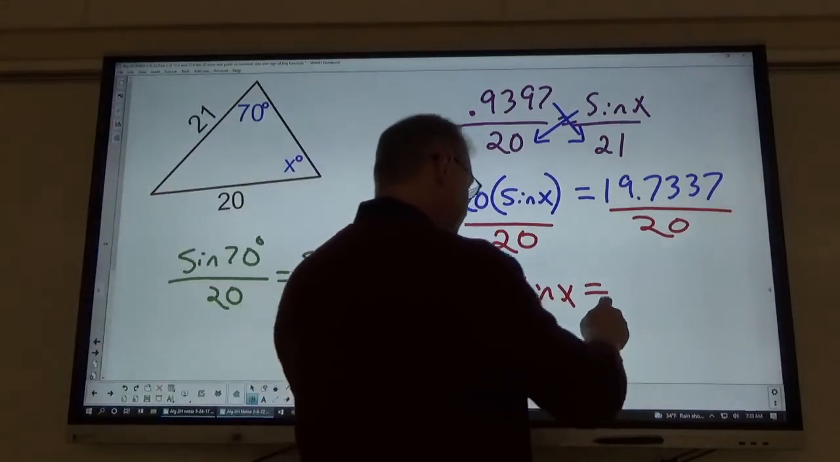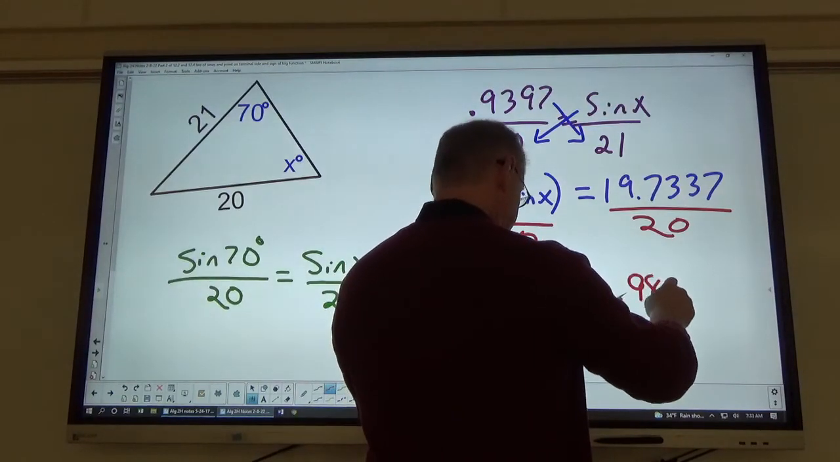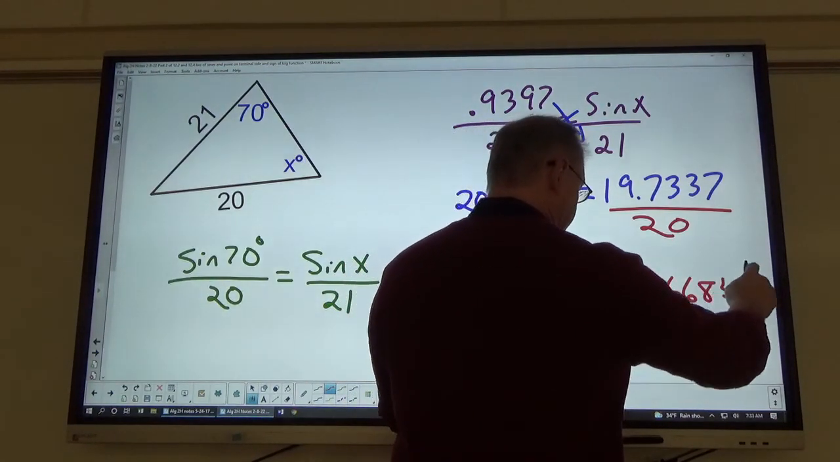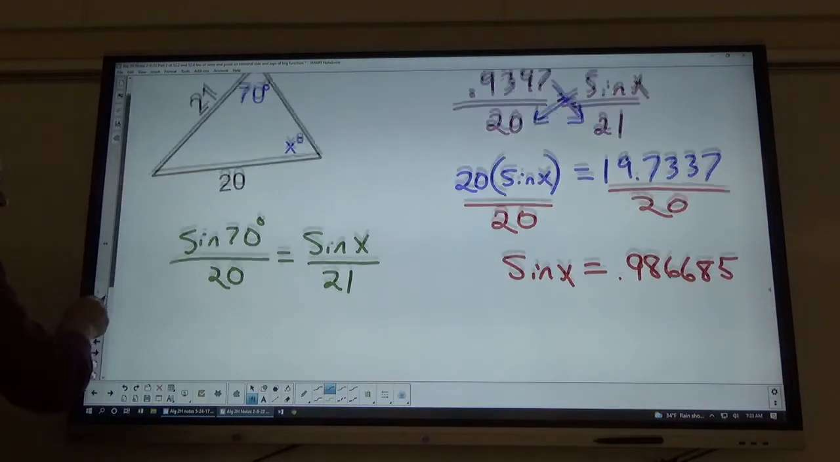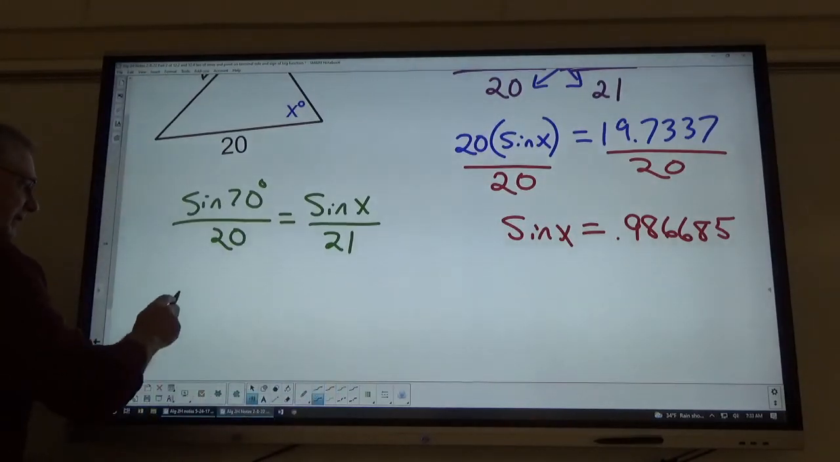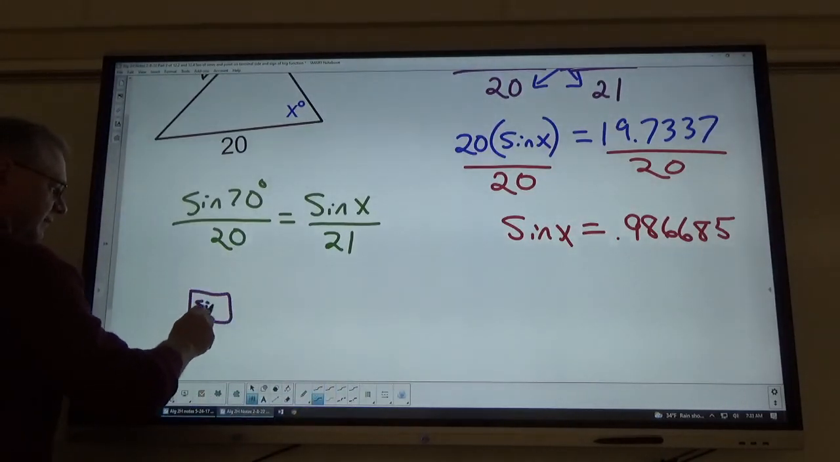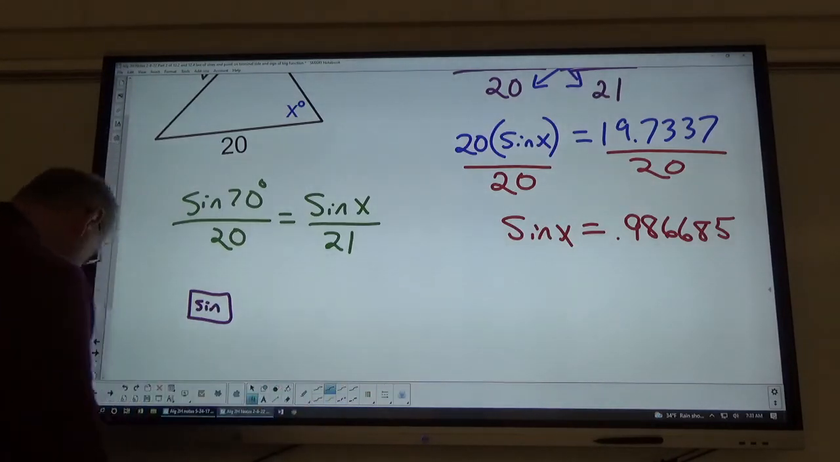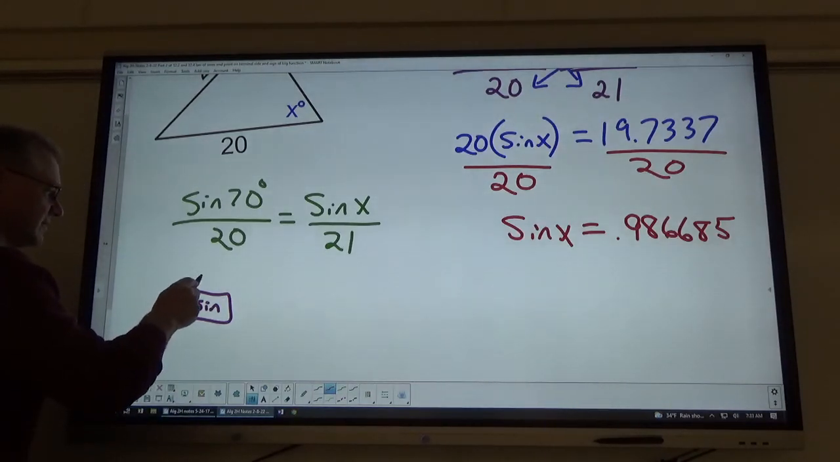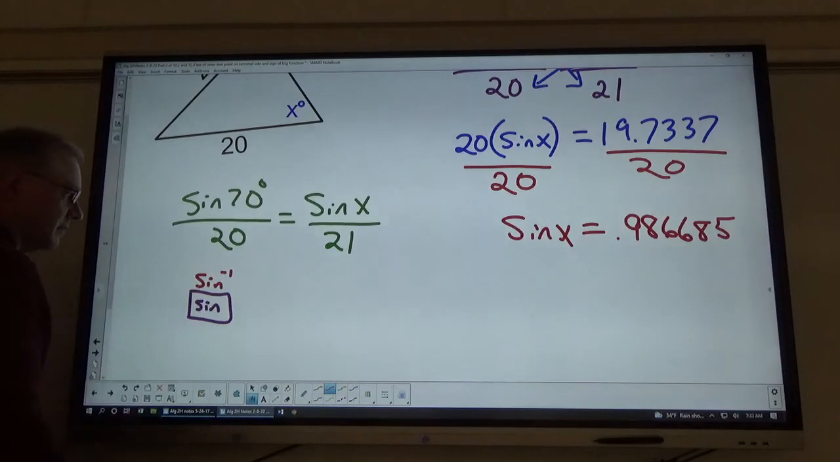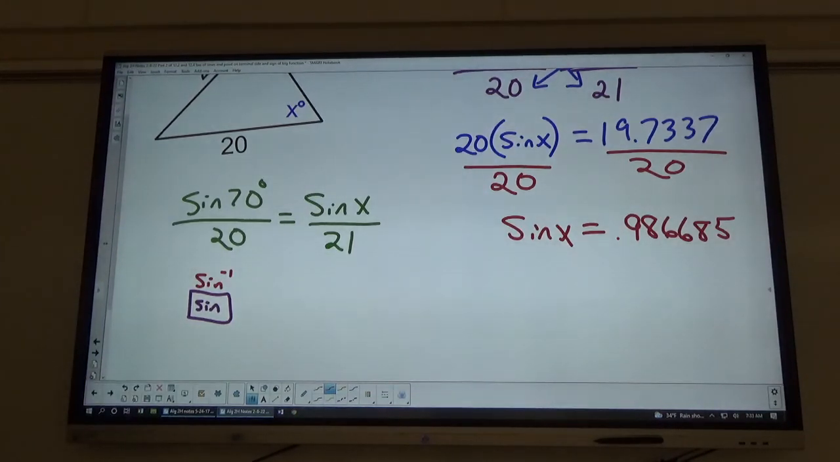All right. 0.98665. Now, here's the next thing. There's a button on your calculator that says sine. Now typically, not always, but typically above that as a second function, you're going to see this. That's not sine to the -1 power. That's not the reciprocal of sine. That's the inverse of sine.